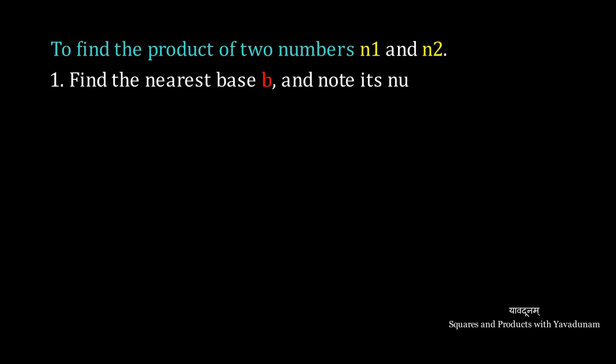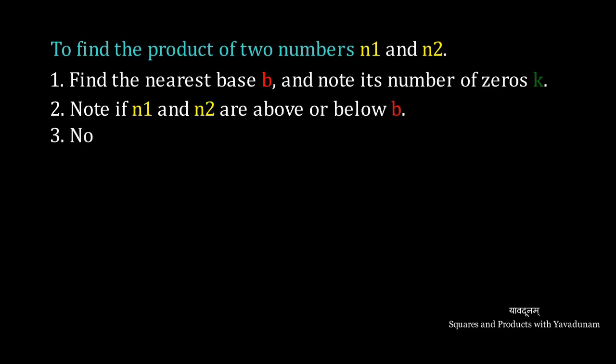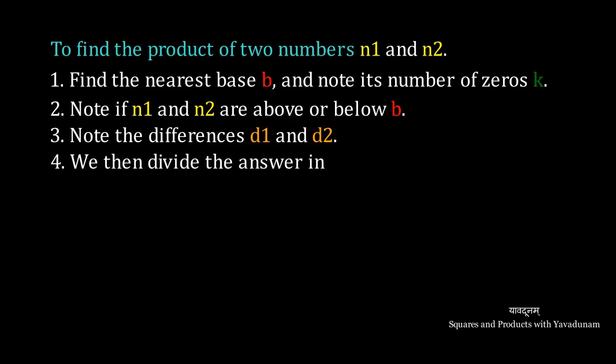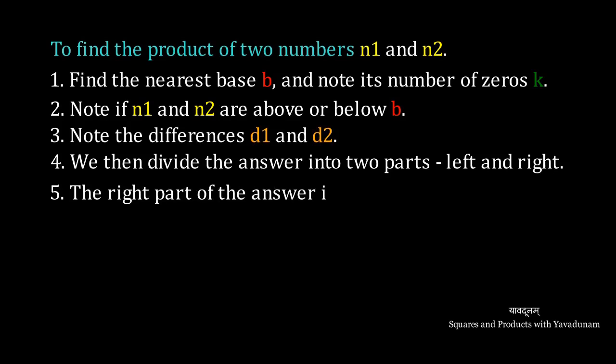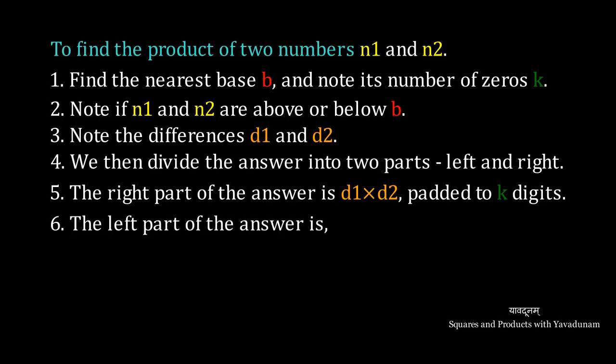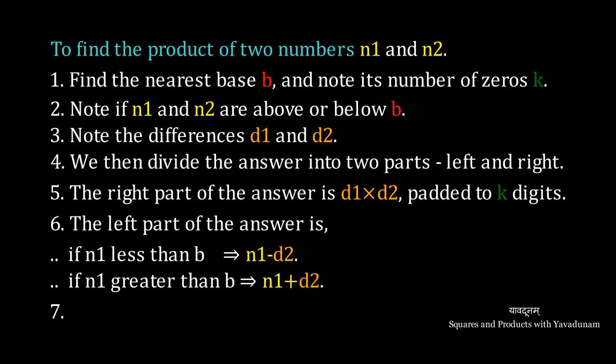To find the product of two numbers, again we find the nearest power of 10, note its number of zeros, and note if the numbers are above or below the base. Note their differences from the base, and then we again divide the answer into two parts, left and right. The right part of the answer is the product of the two differences, padded or limited to k digits. The left part is, if the numbers are below the base, reduce one by the difference of the other from the base, and if they're above, increase.